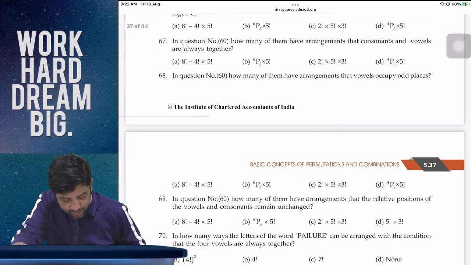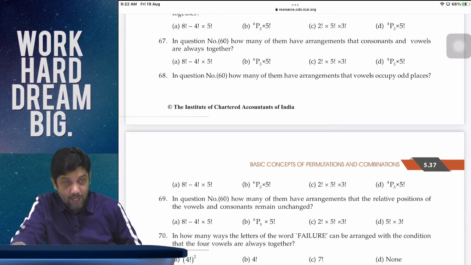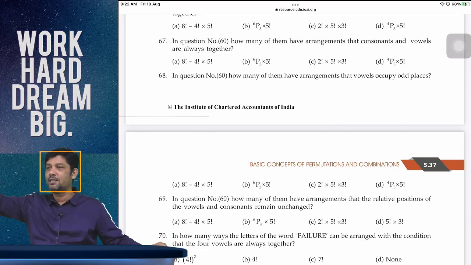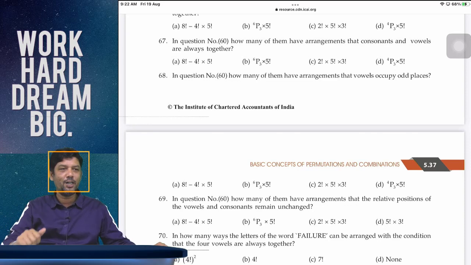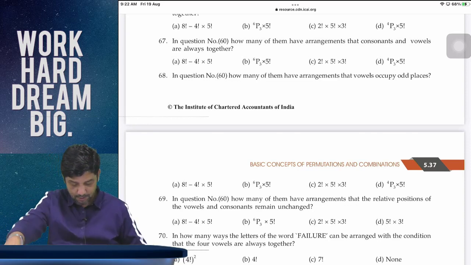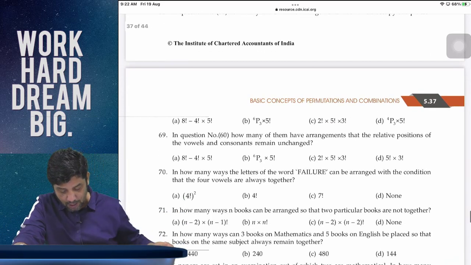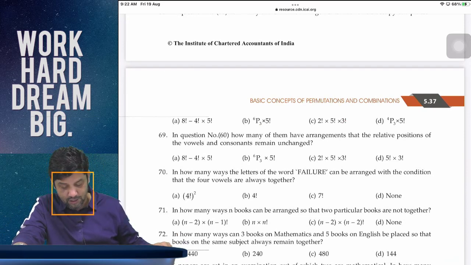Okay, how many of them have arrangements in which vowels occupy odd places? How many odd places? 4 odd places. 4P3 into 5 factorial, 24 into 120. Acha, option B is directly given. Okay. How many of them have arrangements in which the relative position of the vowels and the consonants remain unchanged?